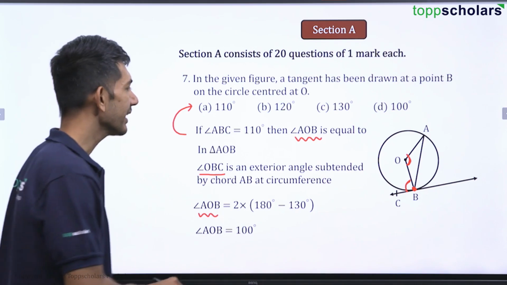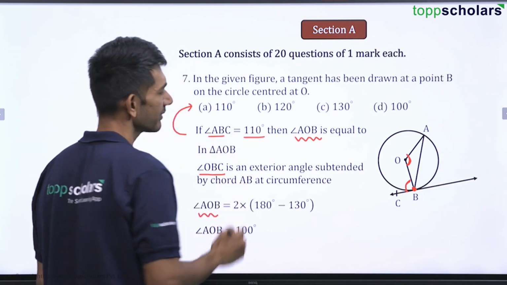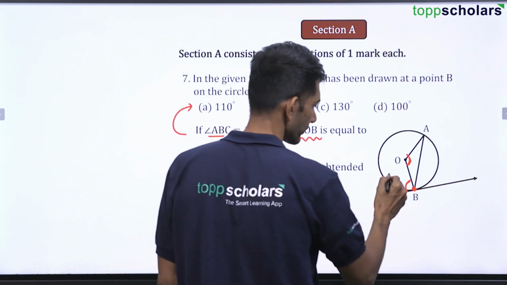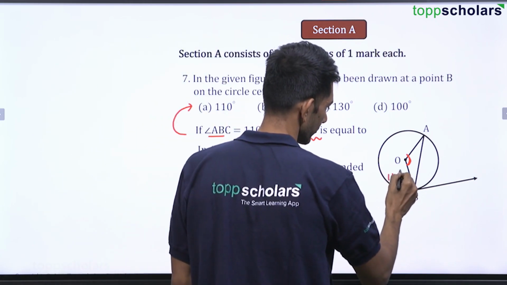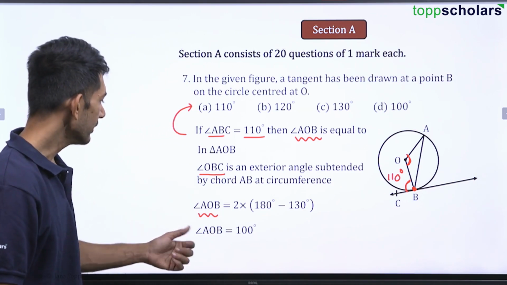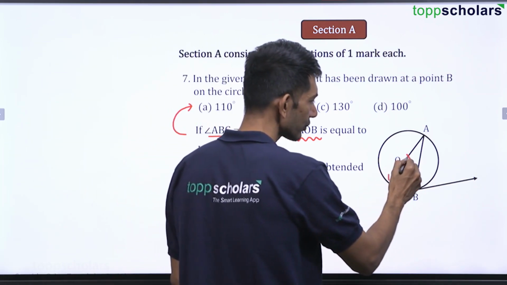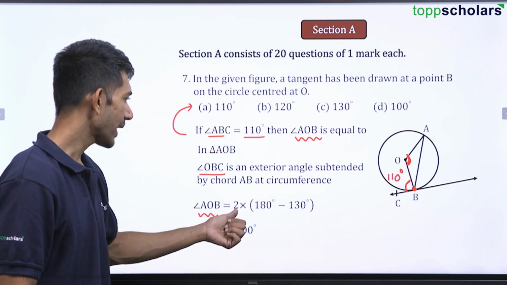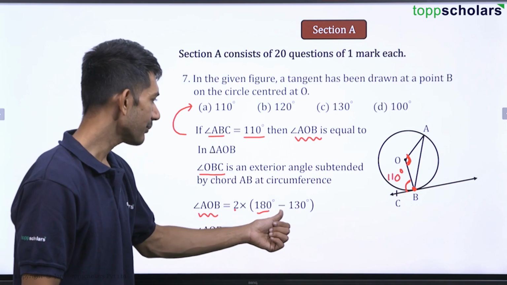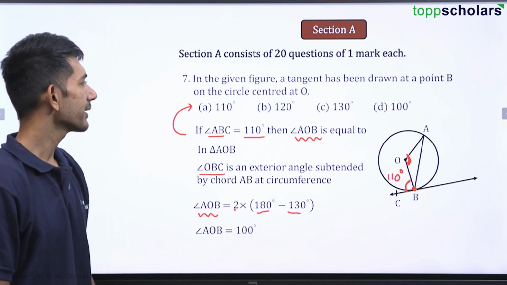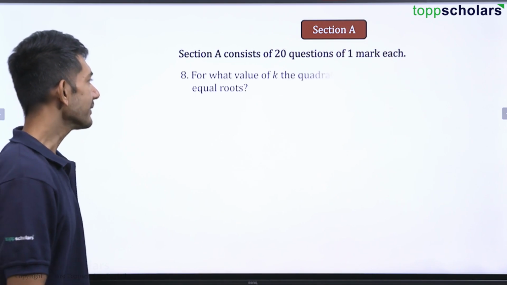Clear? Angle ABC is how much? Angle ABC is 110 degrees. That was already given to us. Right? And now this is angle AOB. So this angle AOB will be equal to 2 times 180 minus 130, and that gives me 100 degrees, right? Okay, let's have a look at a new question.